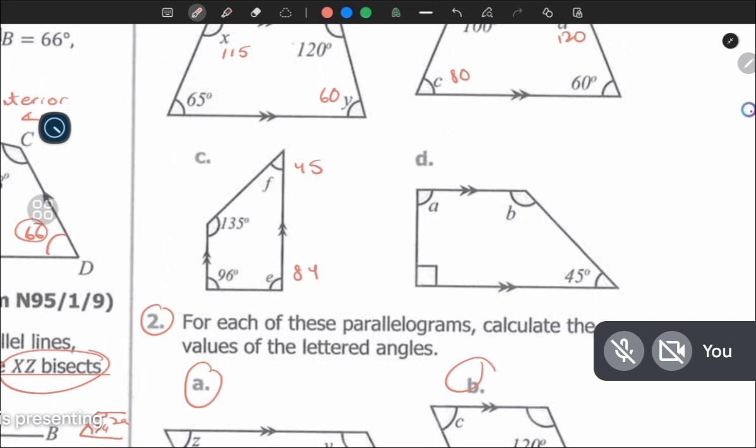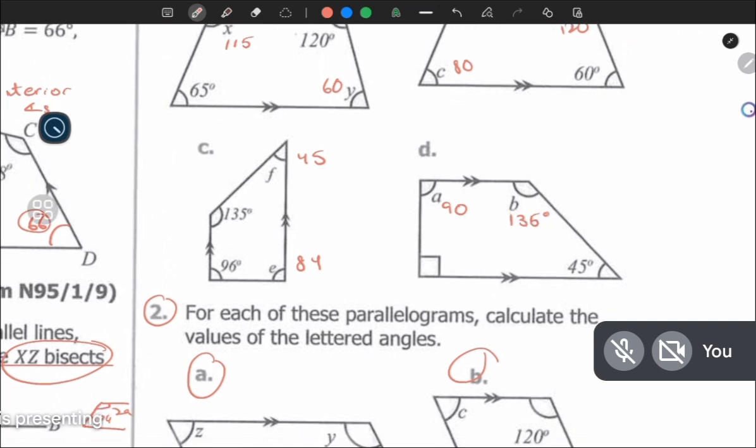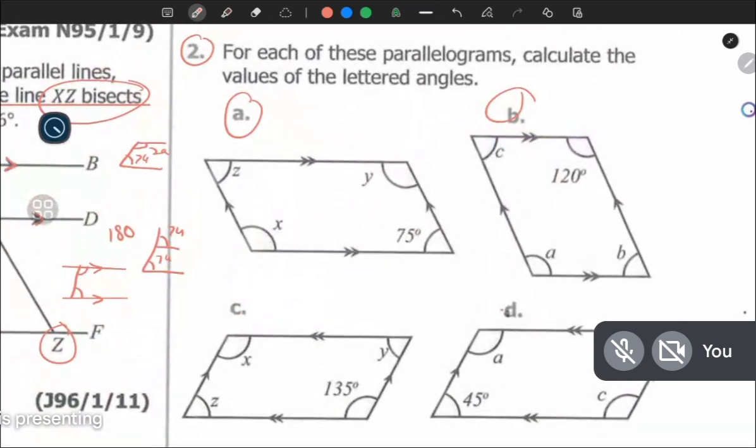A is 90. B is 135. Great. Same deal. 4 minutes.